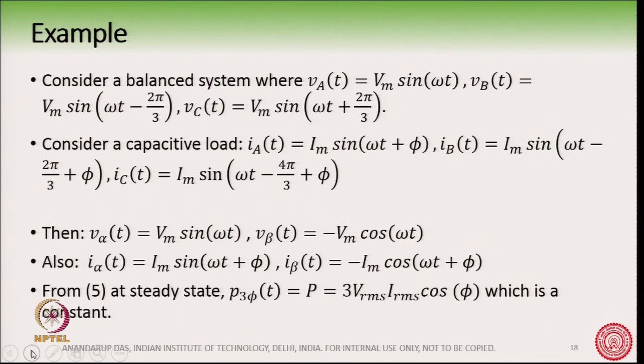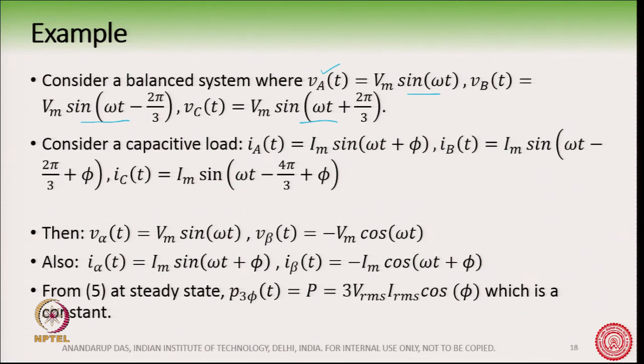So, let us take an example and see what is the magnitude of P 3 phase t. Let us consider a balanced system where you have Va(t) as Vm sin omega t, Vb(t) as Vm sin omega t minus 2 pi by 3 and Vc(t) as Vm sin omega t plus 2 pi by 3.